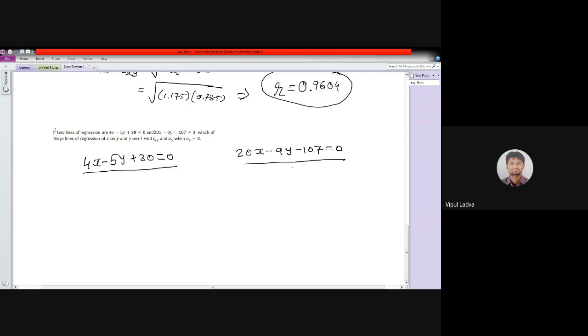Now, one of them is the regression line x on y, the other is y on x. If we wish to determine which of them is x on y and which is y on x, then we need to start with one assumption. That will be your choice, whether you assume the first line is x on y. If you assume the first line is x on y, then surely the second is y on x. And you may start with the reverse also: you may assume that the first is y on x and the second is x on y.